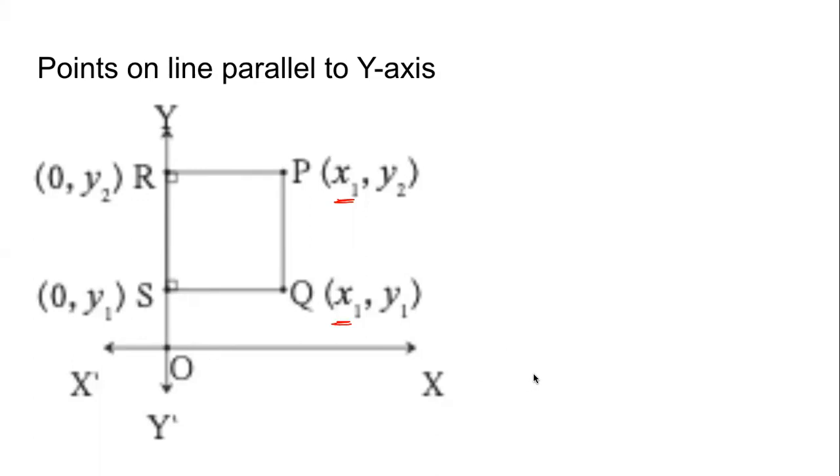So once again, if you imagine perpendiculars drawn from these points to the axis, and those points are R and S, then the x coordinate will reduce to 0 for both points, and the y coordinates will remain as they are because they are at the same level. R is at the same level as P, S is at the same level as Q. Now you tell me, I don't need to explain what will be the distance between P and Q.